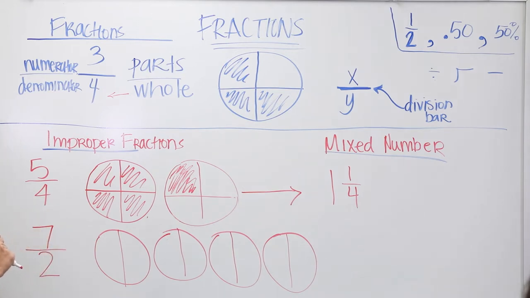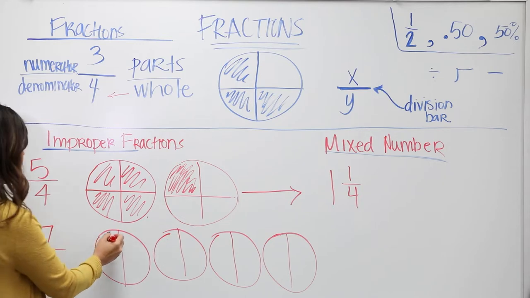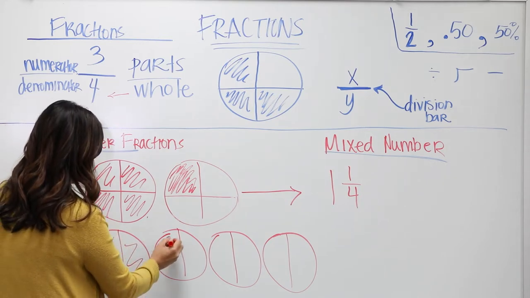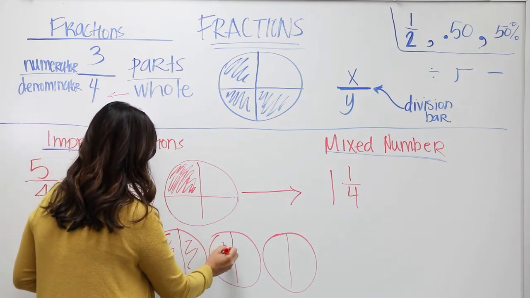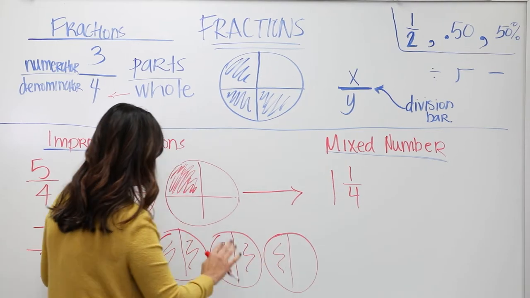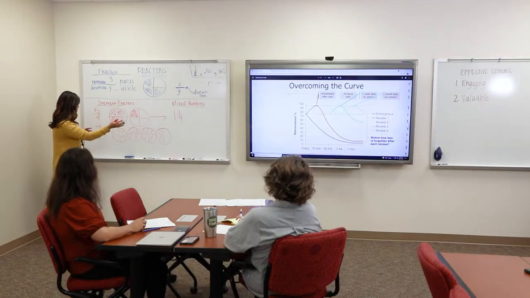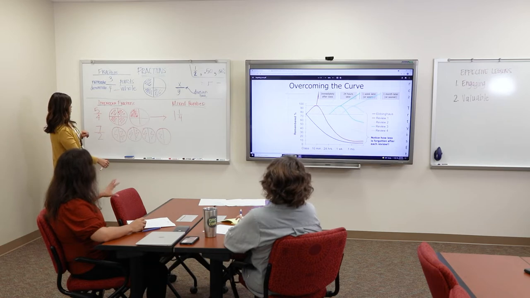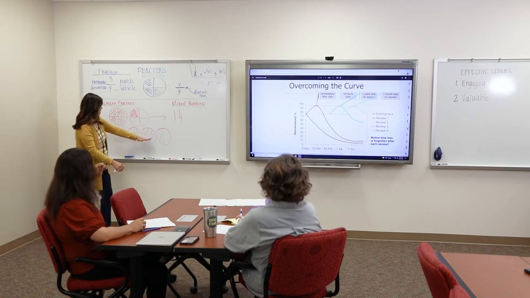Then how many parts do we have? Are we gonna need to color in, shade in? Seven. Okay, 1, 2, 3, 4, 5, 6, 7. So what is our mixed number? I quickly thought it was 3 wholes, so 3 and 1/2.